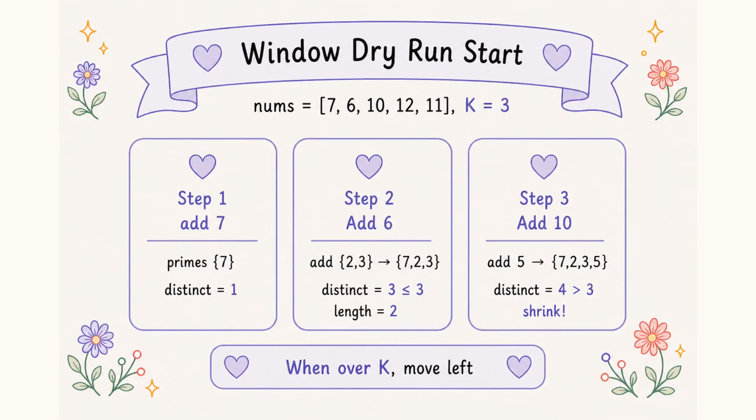Window dry run on 7, 6, 10, 12, 11 with k equals 3. Add 7, primes set size 1. Add 6, add 2 and 3, size becomes 3, still valid, length 2. Add 10, add 5, size becomes 4, which is greater than k. Now we must shrink from the left.